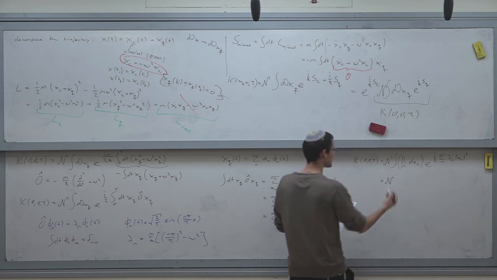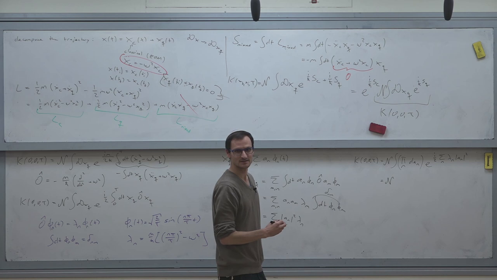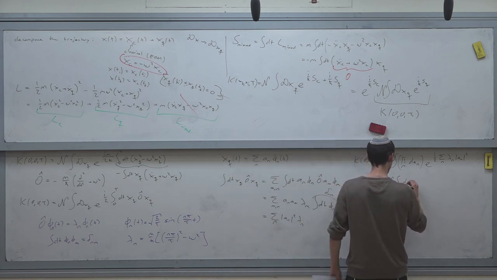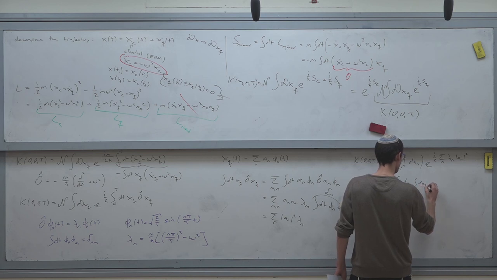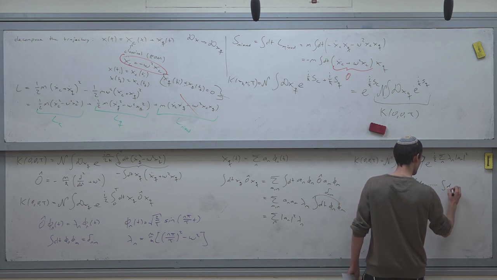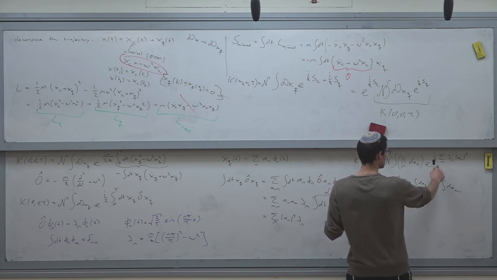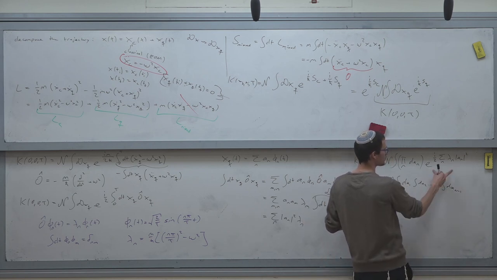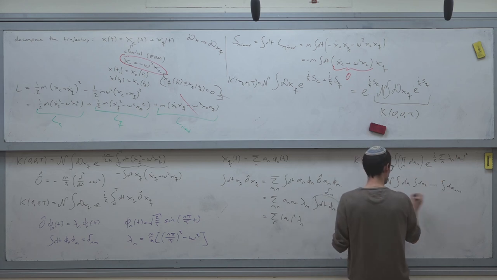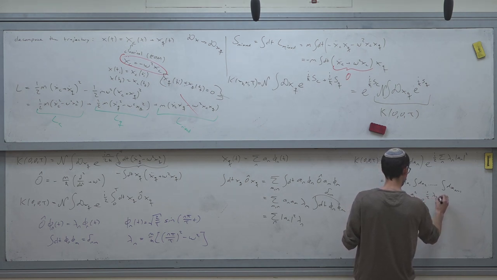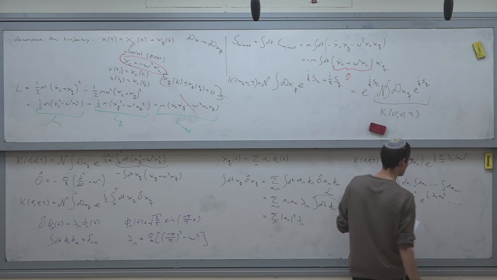So if you can't make sense of pi's and sigmas, just write them out, right? So it's an integral over all dA, so it's dA1, dA2, and so on, dA n minus 1. And then a sum in the exponent is a product of exponents, right? So this is times e to the i over 2 lambda 1 a 1 squared, e to the i over 2 lambda 2 a 2 squared, and so on.